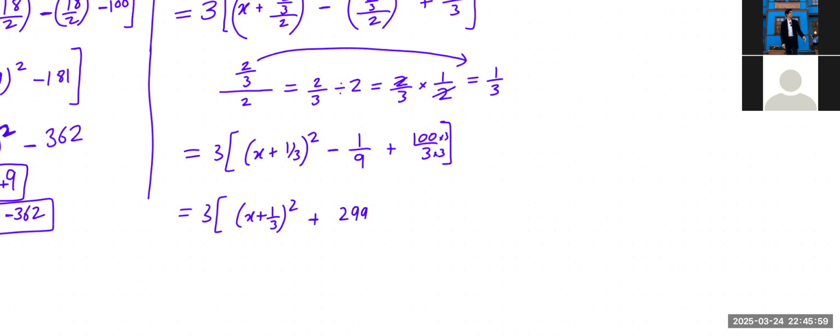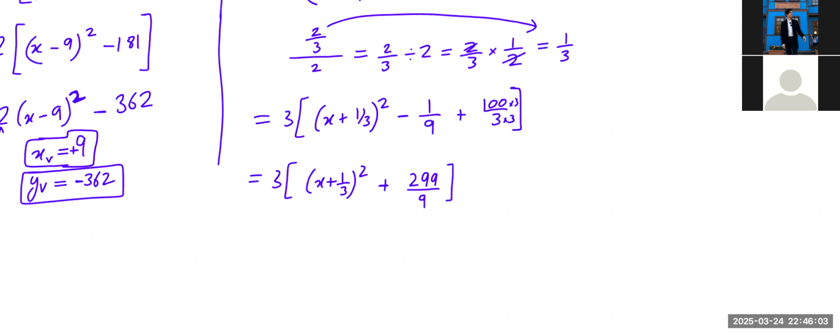Now, another common issue that everybody has is they're like, oh, okay, so now I can tell the x vertex value is minus 1 over 3 and the y vertex value is 299 over 9. But that's wrong. You can't forget to multiply the 3 with this and this. So you can't directly say it. You have to open up the 3 first. The 3 still needs to be inside.